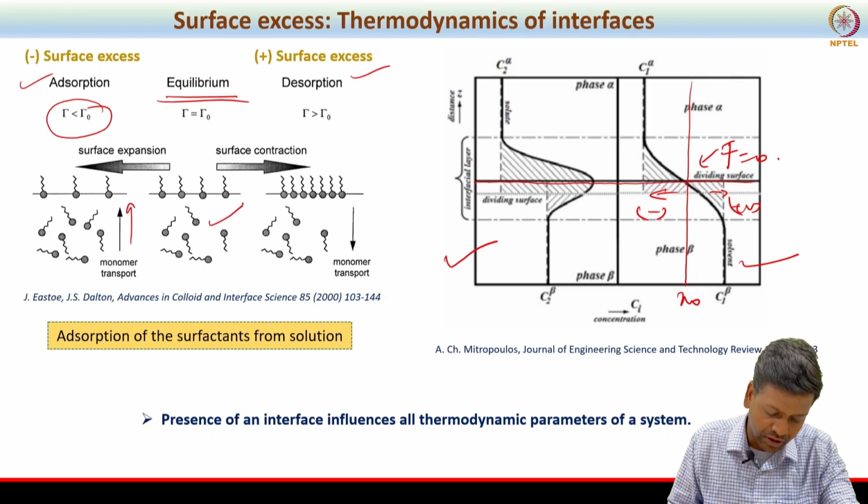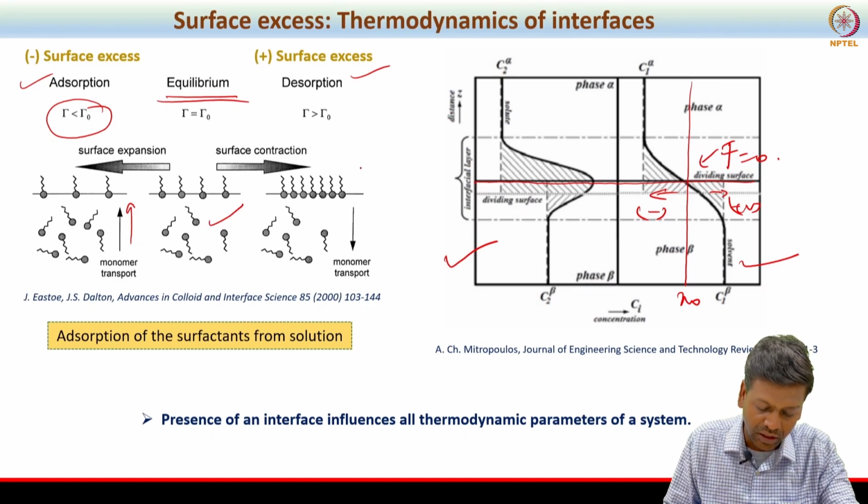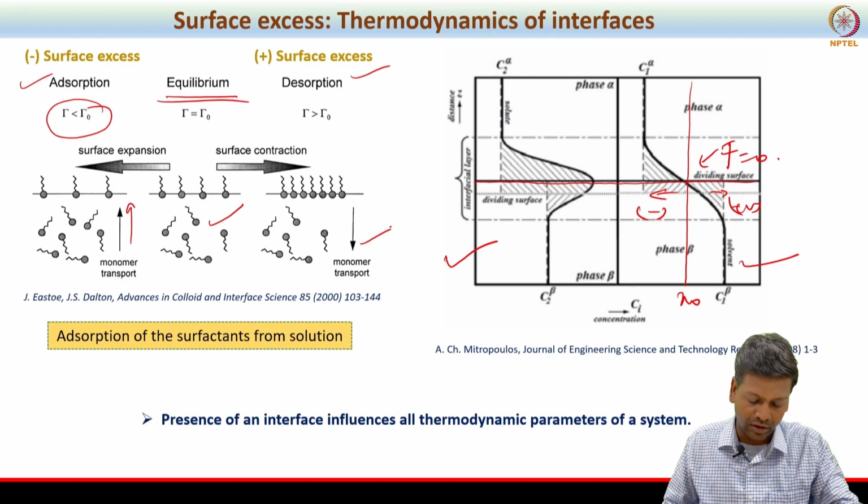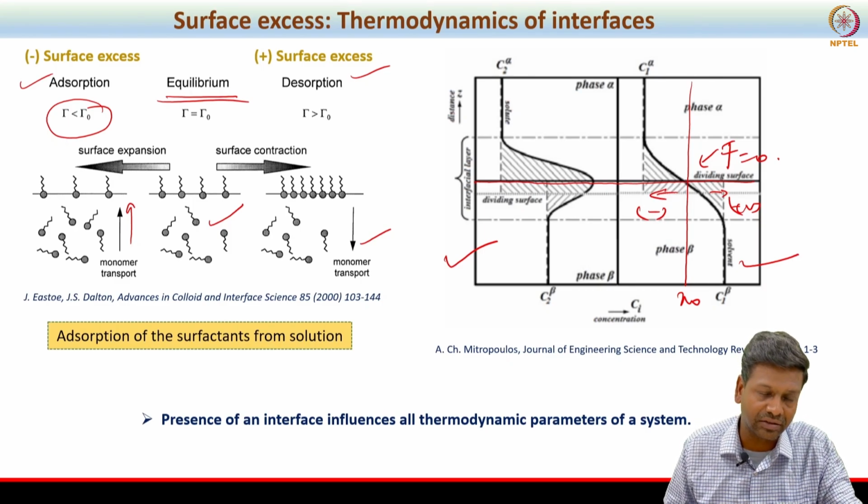Whereas in the case of the positive surface excess, if the surface excess is more than the equilibrium, in that case, because it is a positive surface excess, you will have more atoms than the equilibrium concentration. You would expect that there will be desorption, right. So the monomer will diffuse from the interface to the bulk. So these are based on the equilibrium surface excess concept, right.